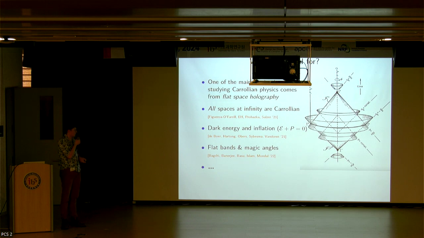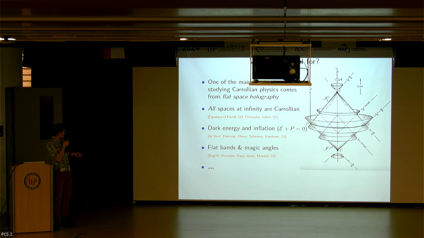So for example, null infinity is a Carrollian space, a conformal Carrollian space, but Carrollian nonetheless. You might also like Carroll symmetries if you care about dark energy, because a hallmark of certain Carrollian systems is that the energy density plus the pressure is 0, which is essentially the same as what you have for dark energy.